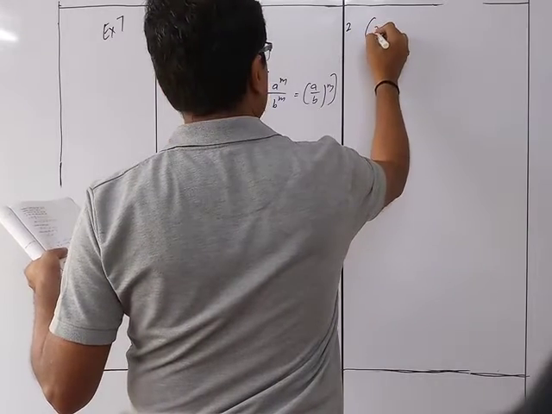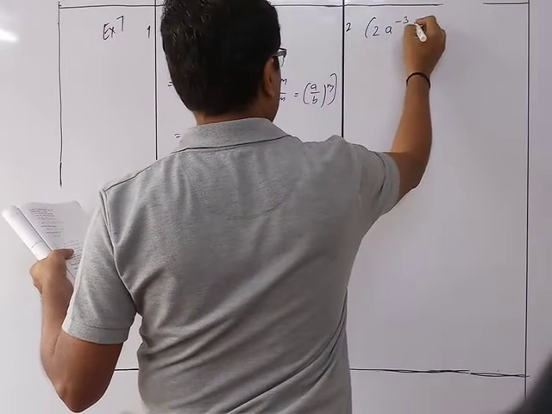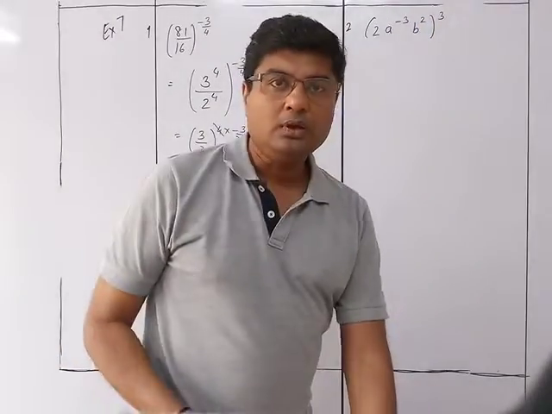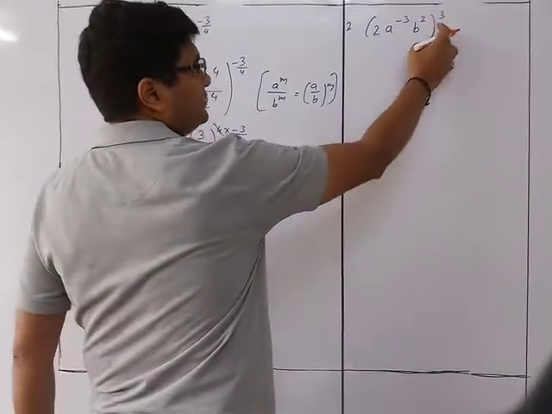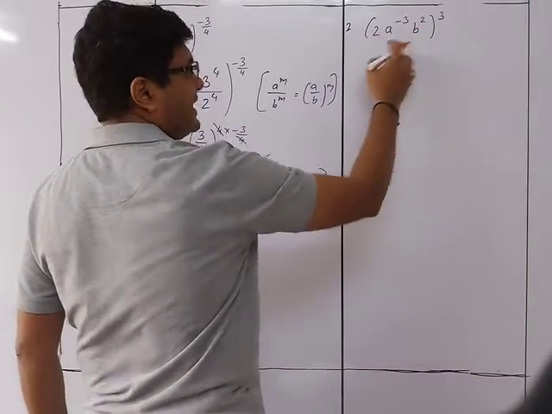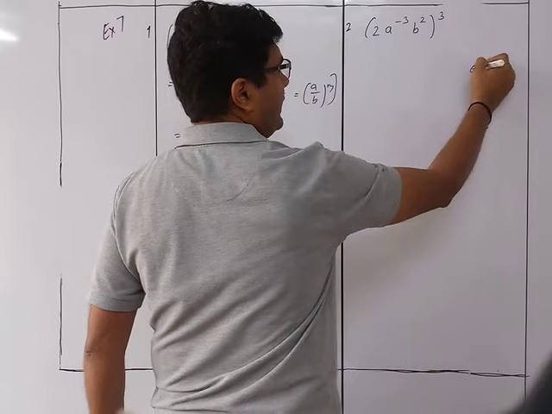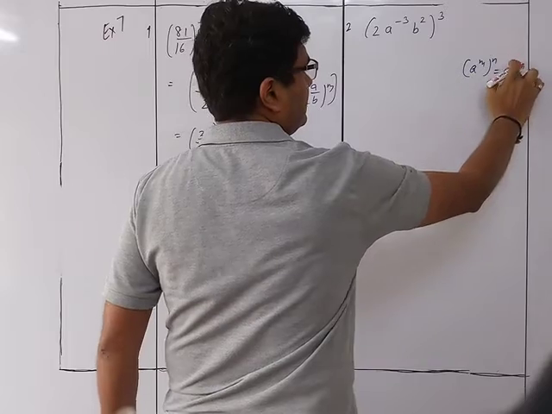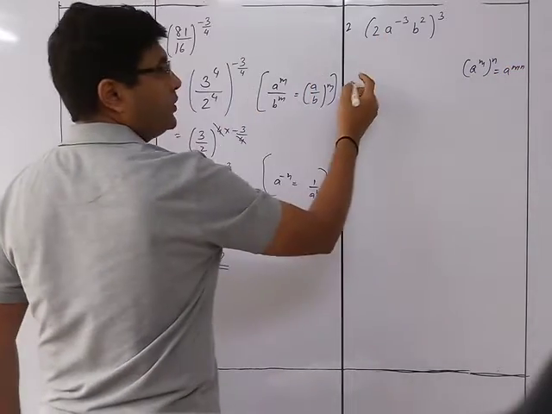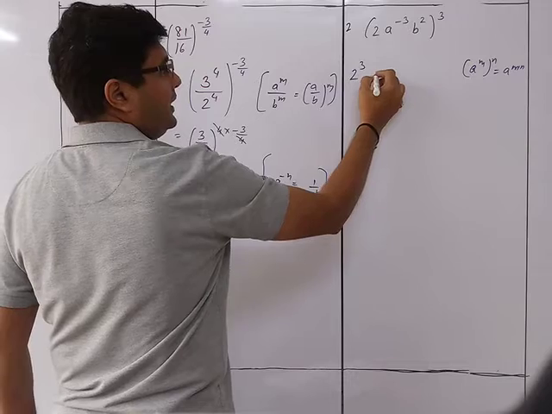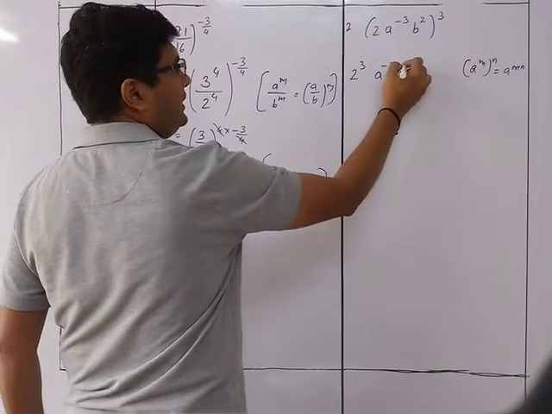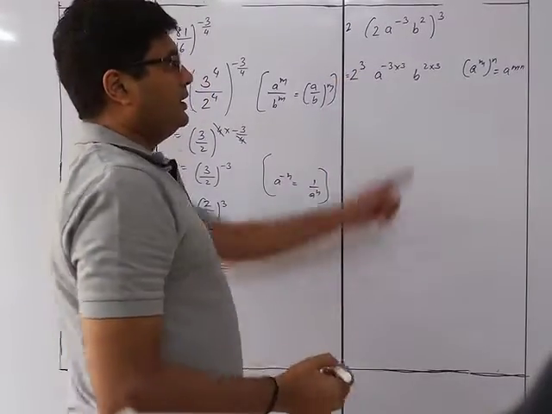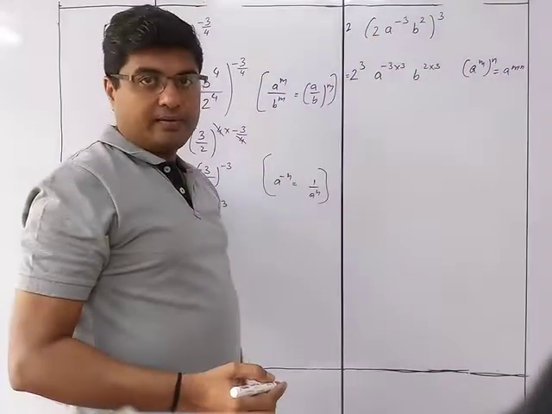It is (2a raised to minus 3 b raised to 2) whole raised to 3. So here what we'll do is we'll take this, multiply this inside. We are going to use the formula (a raised to m) the whole raised to n is equals to a raised to mn. So here it will be 2 raised to 3 into a raised to minus 3 into 3 and b raised to 2 into 3. That will be the resultant of this 3 going inside.